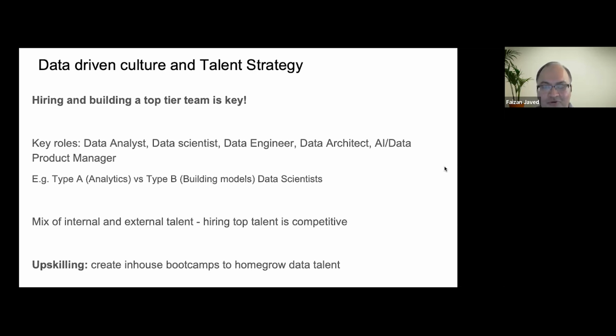Most companies are not able to hire all the best talent, so it would have to be a mix of internal and external talent. Hire externally the best that you can, but we also have to create in-house boot camps to upskill our people, right? You may have internal talent in adjacent roles, like software engineering roles and so forth. It's very key to build this in-house upskilling boot camp as well. It's going to be a hybrid strategy, internal and external talent.